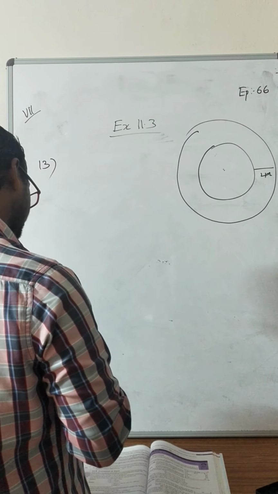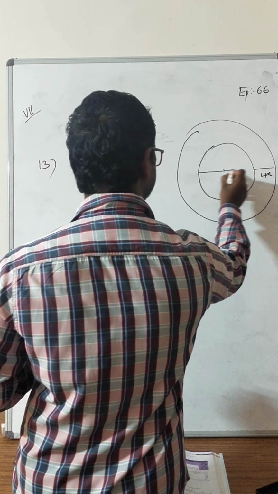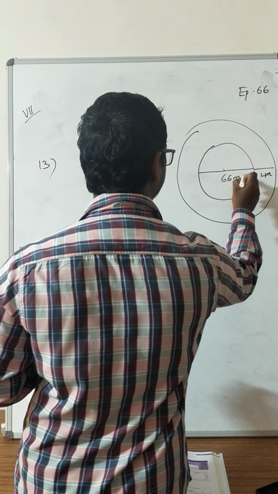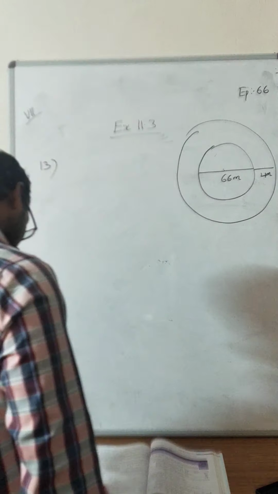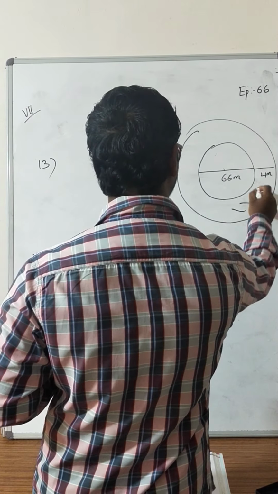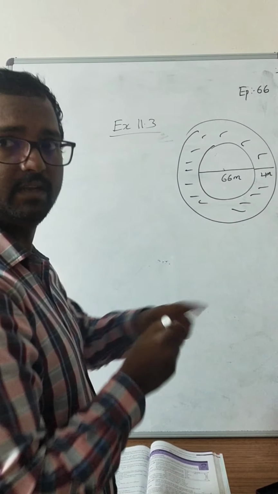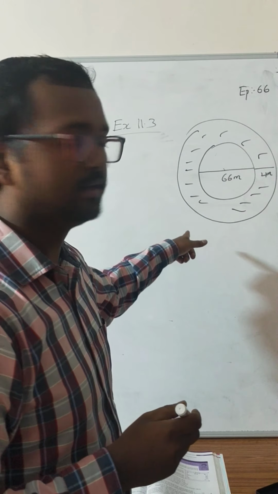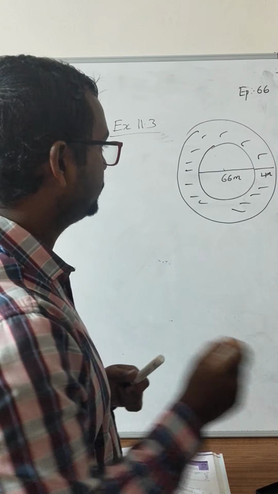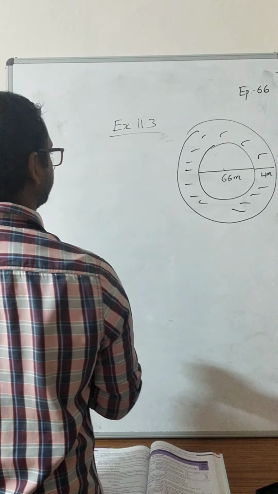Now the diameter of the flower bed is 66 meter. So this diameter is 66 meter. Now what is the area of the path? So they are asking what is the area of this path. This is similar to example 19. So here what we have to do is, see, there are two circles, one with a larger radius, another with a smaller radius.